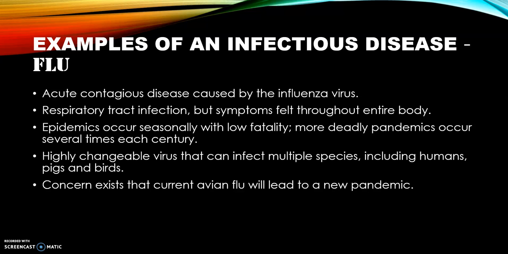One very common example of an infectious disease is flu, an acute contagious disease caused by the influenza virus. It is a respiratory tract infection, but symptoms are felt throughout the entire body. Epidemics occur seasonally with low fatality. More deadly pandemics occur several times each century. It is a highly changeable virus that can infect multiple species including human, pig and bird. Concerns exist that the current avian flu will lead to a new pandemic.